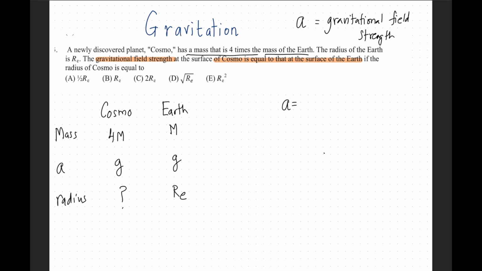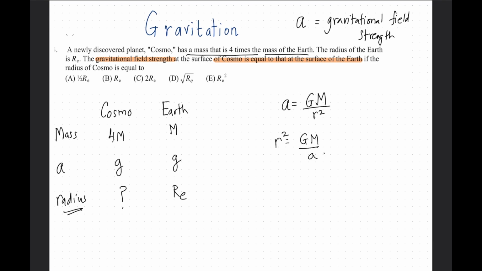So the first thing we are going to do is write the formula for acceleration due to gravity. In problems of gravitational force, we write acceleration as GM over r squared, where M is the mass of the planet and r is the distance from the center of the planet. We want to find the radius, so let's rearrange this equation as r squared equals GM over a. Now why am I rearranging? Because I want to compare the radius. I want to find what's the radius of Cosmo.